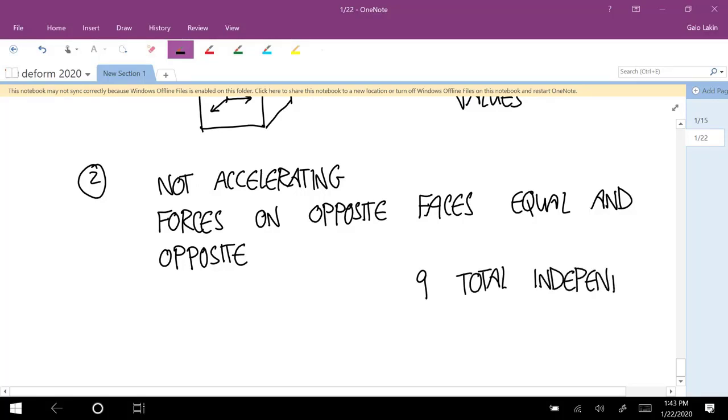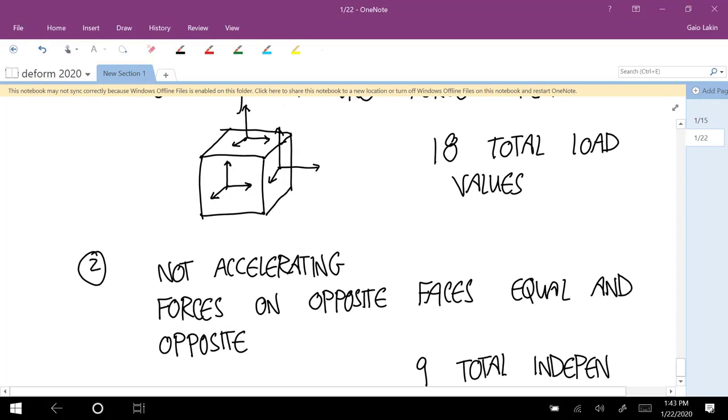So we just ignore the opposite force. Yeah, we're just trying to figure out how many values we have to keep track of. Okay, so yeah, they're there, but we don't have to keep track of them because we know they match the ones we're keeping track of.